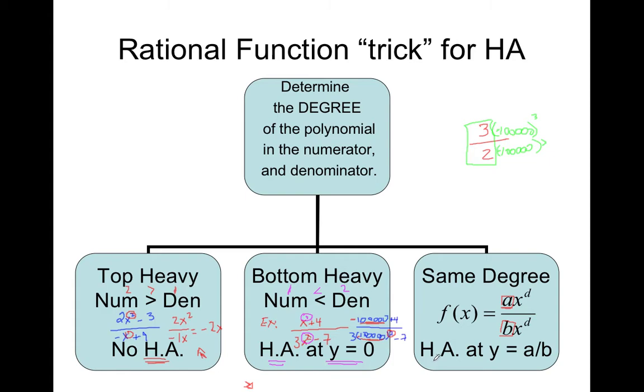So if you have the same degree, you still have a horizontal asymptote, but it won't be at 0. It'll be a ratio of the leading coefficients. So for example, what if you have 4x cubed minus 2x squared plus 4x minus 13 all over 3x cubed minus 4x squared plus 2x minus 17?